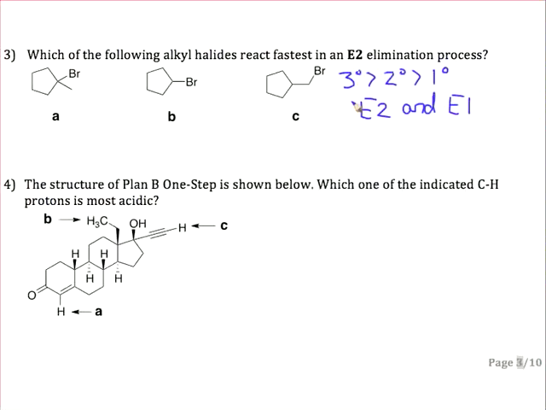Okay, so what we have to do is classify our alkyl halides. A is tertiary because this carbon containing the bromine is connected to 3 other carbons. B is secondary, and C is primary. So based on what we wrote here, saying that tertiary is the most stable and it reacts fastest.